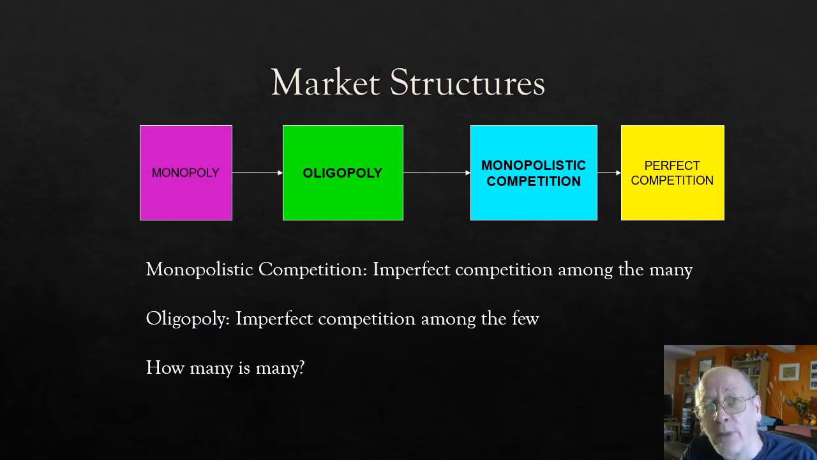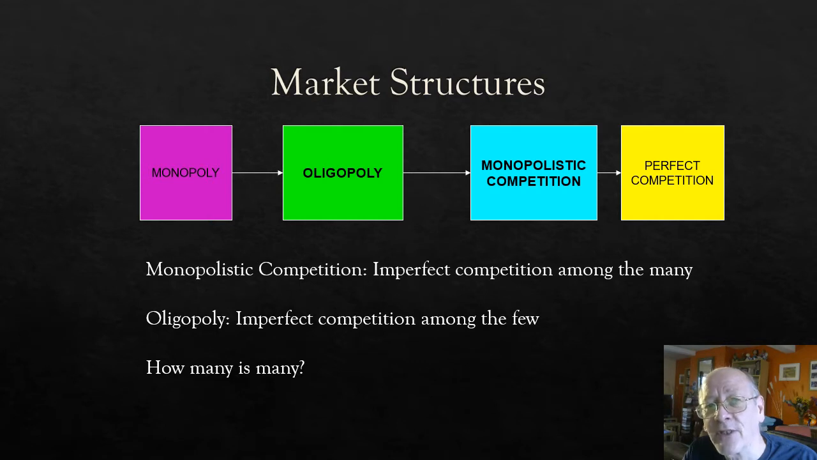So there are four potential market structures that we can look at, and two of those are largely theoretical: perfect competition and monopoly. And that means that on data response, you are going to be asked about probably oligopoly, but potentially monopolistic competition. Now, this is where we get into definitions. Monopolistic competition is imperfect competition among the many. Oligopoly is imperfect competition among the few.